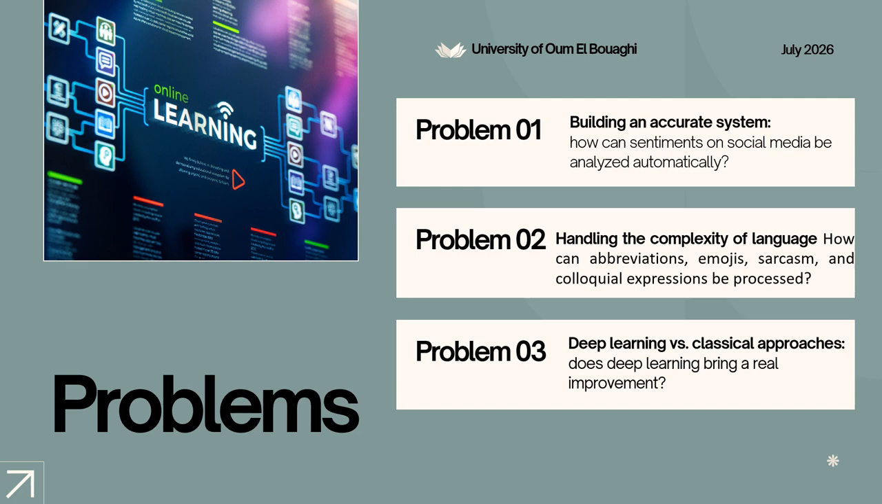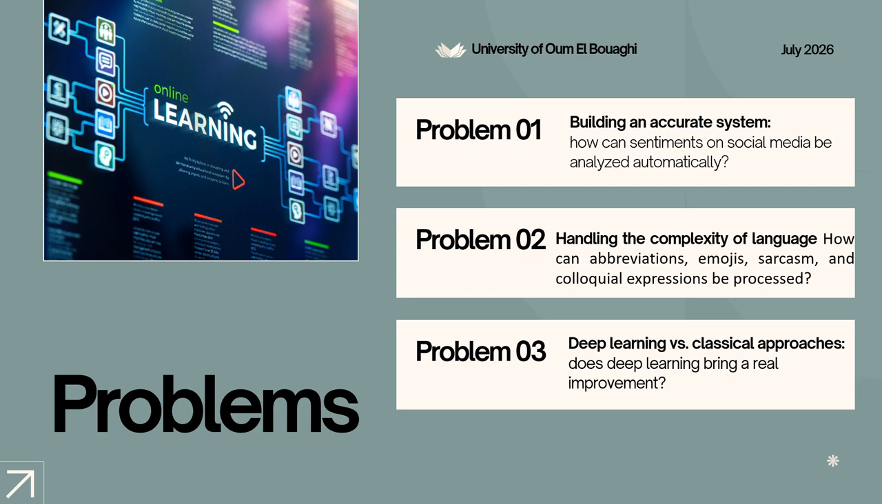Now, to quite specify our problems, first, we have the first problem, which is building an accurate system usable in real life. So, how can sentiments on social media be analyzed automatically? This is the first problem.